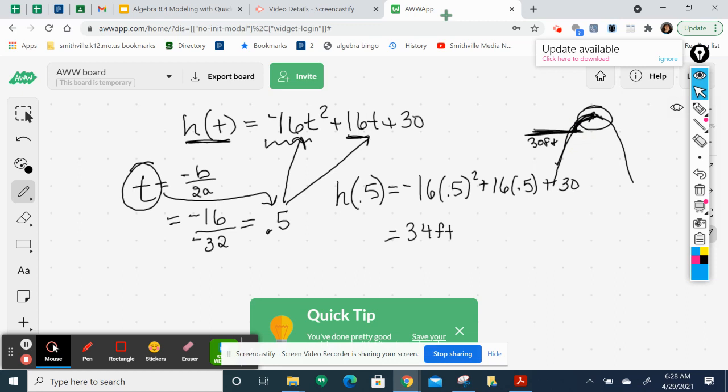And so when the question says how many feet above the platform, I would say this answer is 4 feet because he's 4 feet above the platform of 30 feet.